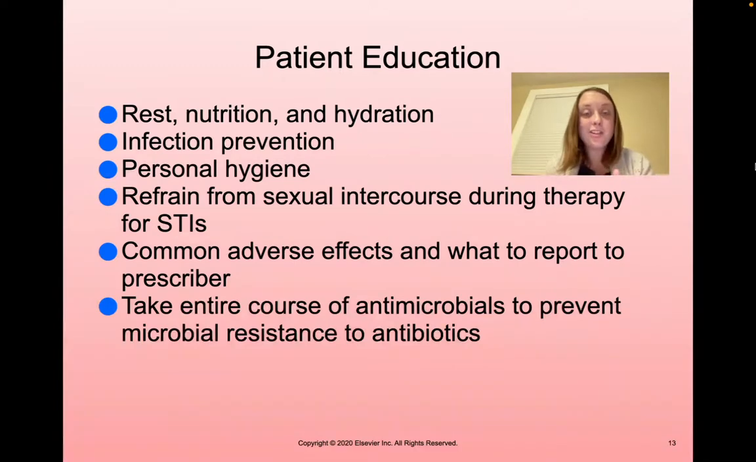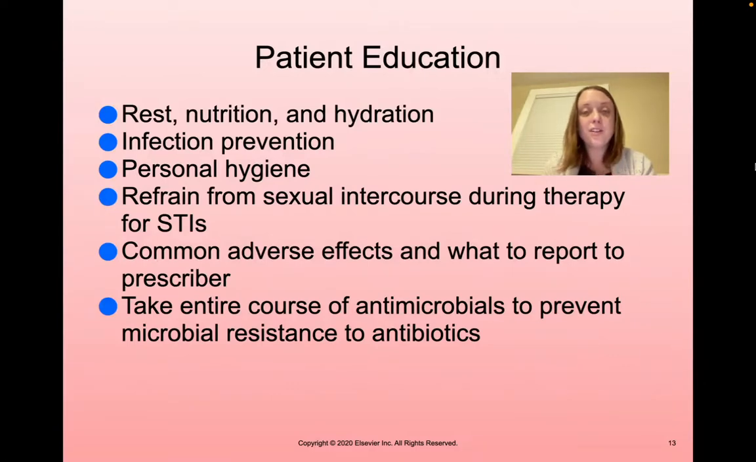So, when we have patients being treated with medication for infection, we have a lot of things that we need to educate them on. We need to teach them about the importance of getting adequate rest, adequate nutrition, particularly protein and vitamin intake, and lots of hydration, including electrolytes, particularly if they are vomiting or having diarrhea. We need to teach them about infection prevention. So, hand washing, particularly when preparing food.